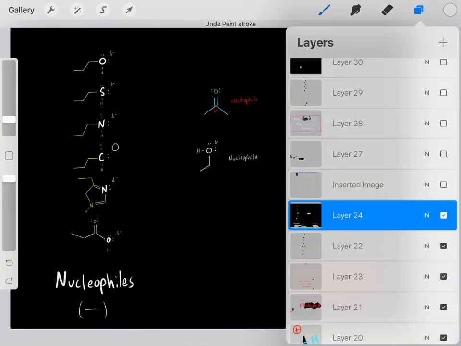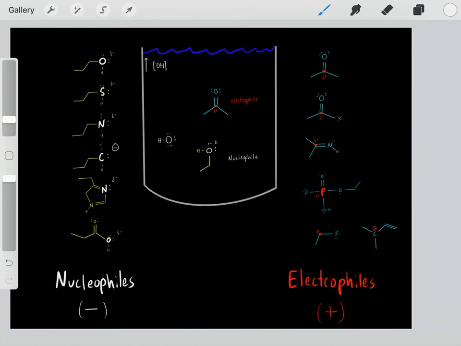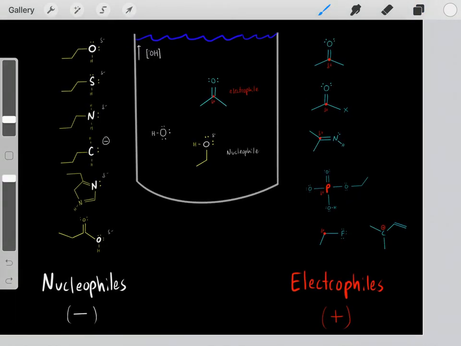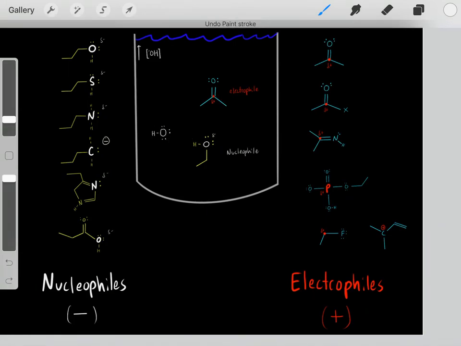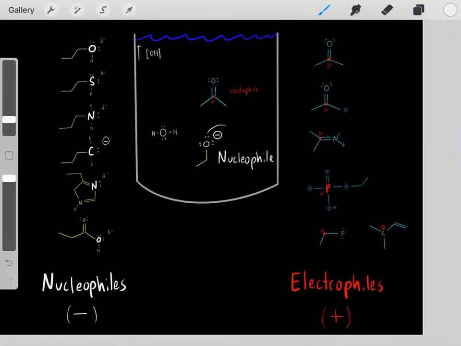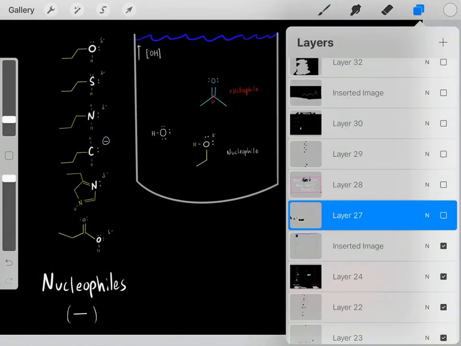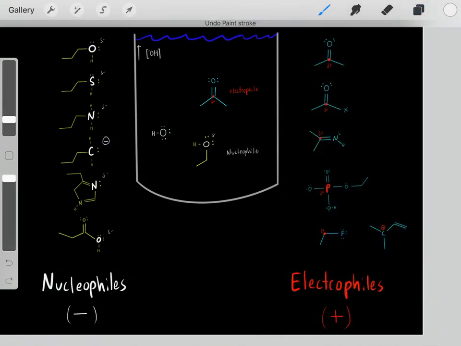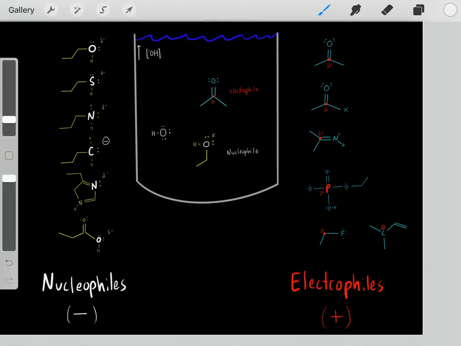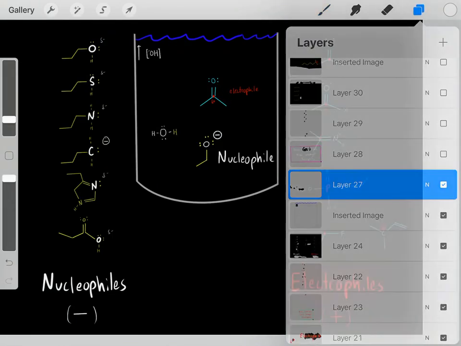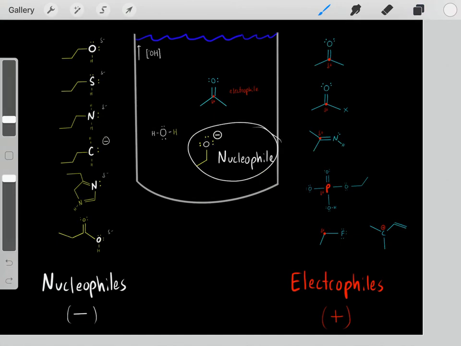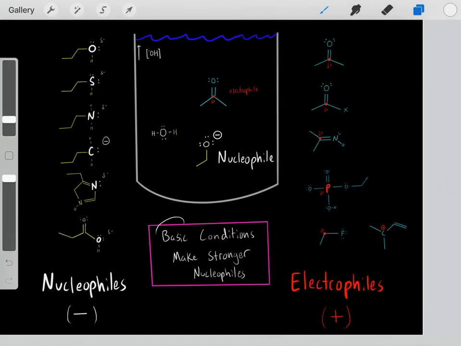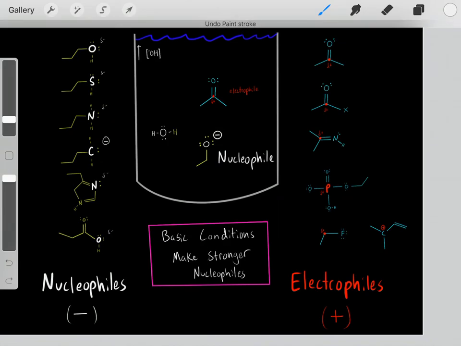However, let's say we have the same reaction in a basic solution with high hydroxide. In a basic solution, what's going to happen? Well, that hydroxide is going to deprotonate the nucleophile. And when it deprotonates the nucleophile, we create this formal charge of negative 1, so we create a stronger nucleophile. So again, originally we had this partial negative charge, but we're in a basic solution, so we steal hydrogens, create a formal negative charge, so now we have a stronger nucleophile. So the rule of thumb is that basic conditions create stronger nucleophiles.